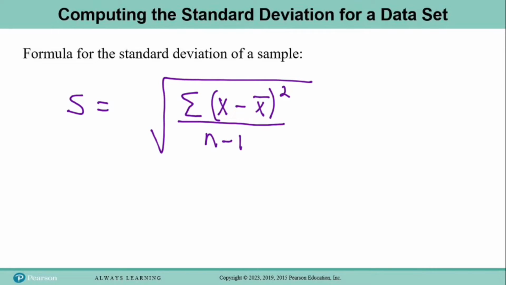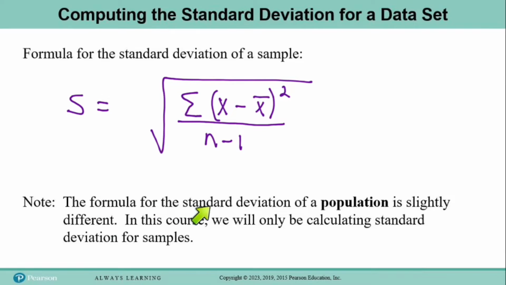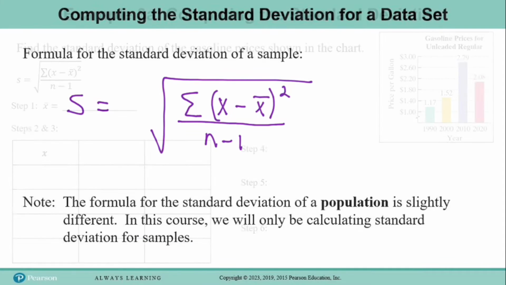Now, it's important that we realize that this standard deviation is for the standard deviation of a sample, because the formula for the standard deviation of a population is slightly different. If you take statistics, you will see that other formula in statistics, but in this course, we will only be calculating the standard deviation for samples, never populations.